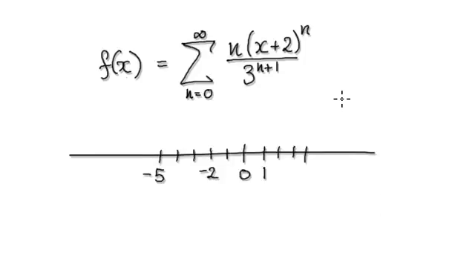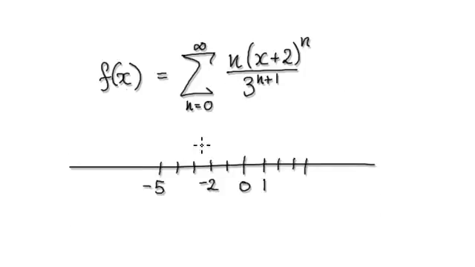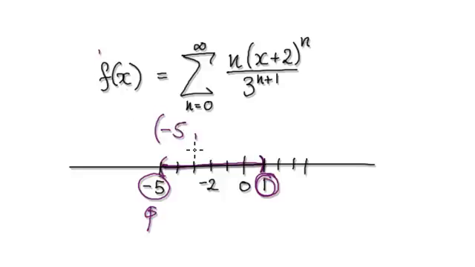So, summary of all that we've done so far. Anything in between -5 and 1 we know is going to converge. Dead on -5 is going to diverge. Dead on 1, we've just checked, is going to diverge. So the domain for this function is really -5 to 1, not including the endpoints.